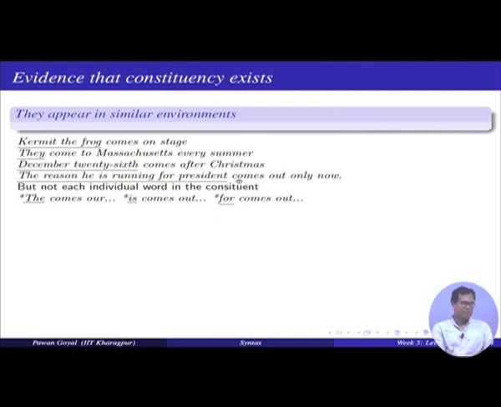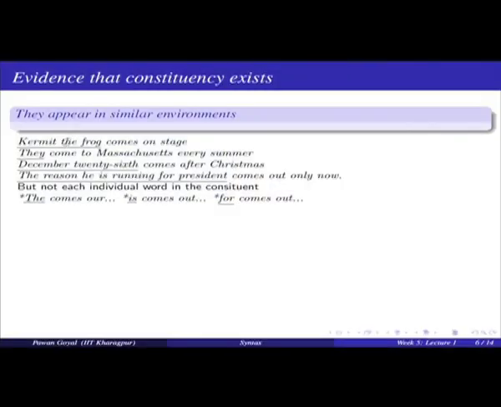But I cannot take any individual word from here and put that in the context. I cannot take the word "the" and say "the comes out," or I cannot say "is comes out," or I cannot say "for comes out" in this sentence. I can only say "the region he is running for president comes out only now." Not any individual word.